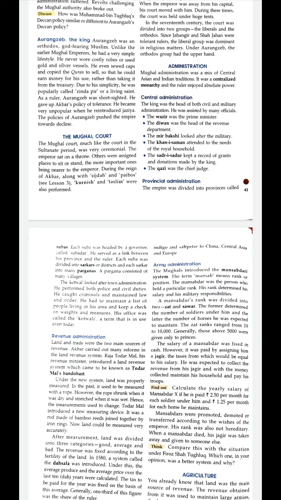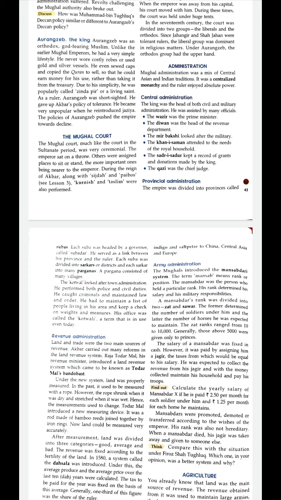Clear? For this, there was a new system known as Todar Mal Bandobast. Clear? And it was introduced by Raja Todar Mal. Clear? Earlier, land used to be measured with a rope. Now when we are measuring it with a rope, there was a problem. What was that? Sometimes the rope used to shrink when it was dry. Clear? It used to become a little small, and sometimes it used to be stretched when it was wet. When the rope was wet, the more we stretch it, the more it stretches. Clear? Hence the measurement used to change.